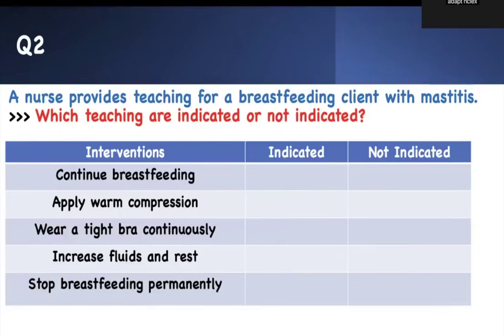For the key concept to answer the question, you can stop the video and answer it on your own. Then listen to me. 10 seconds. The concept is what? We want to improve breast milk production. Every answer choice that increases breast milk production is your right answer.